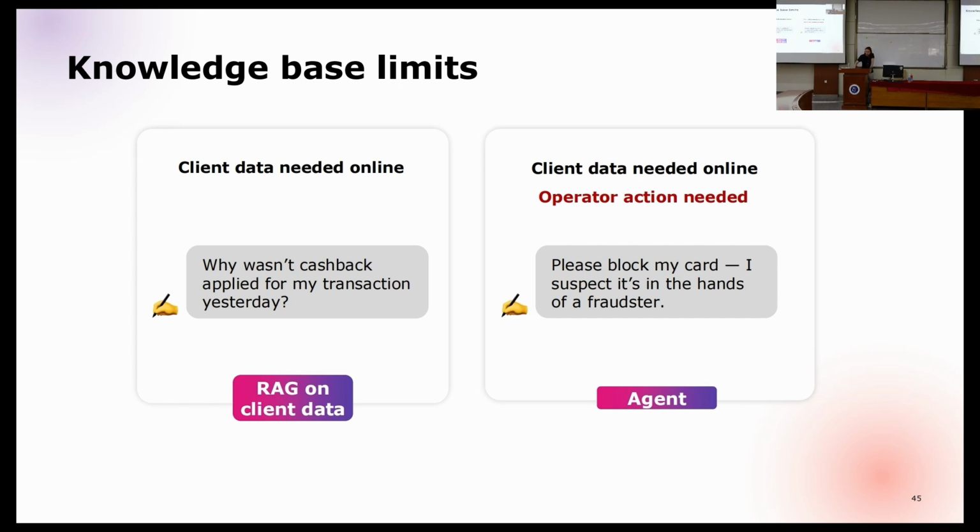Or the client can even ask us to do some actions. He can ask us to block his card, for example, and it means that our large language model somehow needs to perform an action, and this is the place where agents come in. Nowadays, everybody is talking about agents, but in practice, I haven't seen an agent that works in real production environments in such a regulated sphere like fintech, like banking.